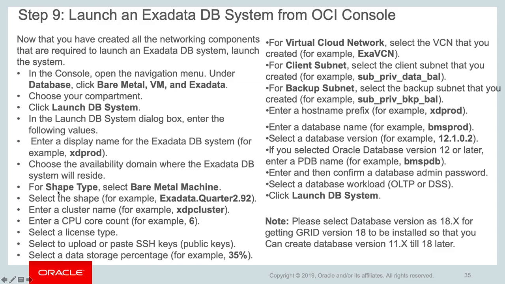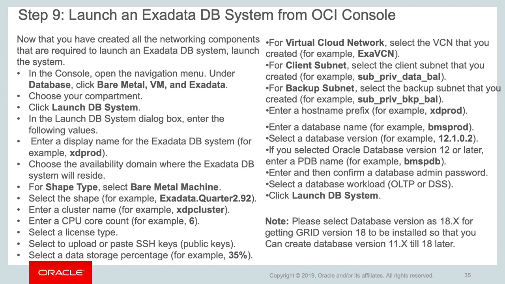In terms of shape type, you will be giving the cluster name, the CPU core count, as well as the shape you have selected, which could be from X6 or X7 versions. Then in the networking section, it will primarily look for the virtual cloud network name as well as the client subnet and backup subnet details.